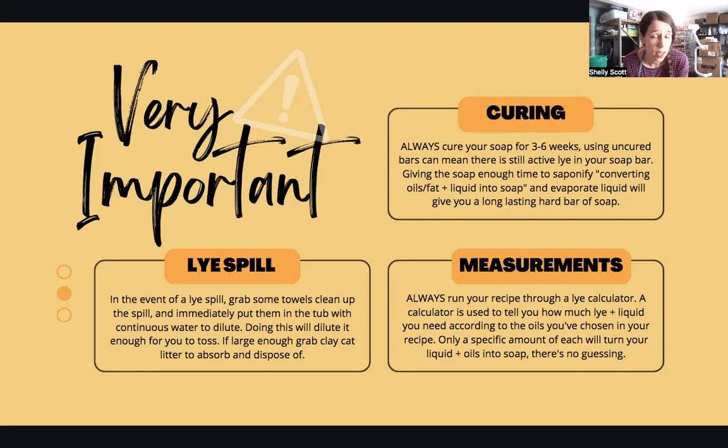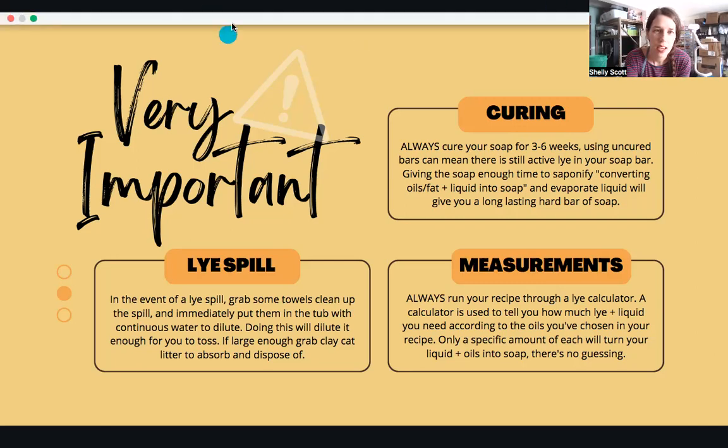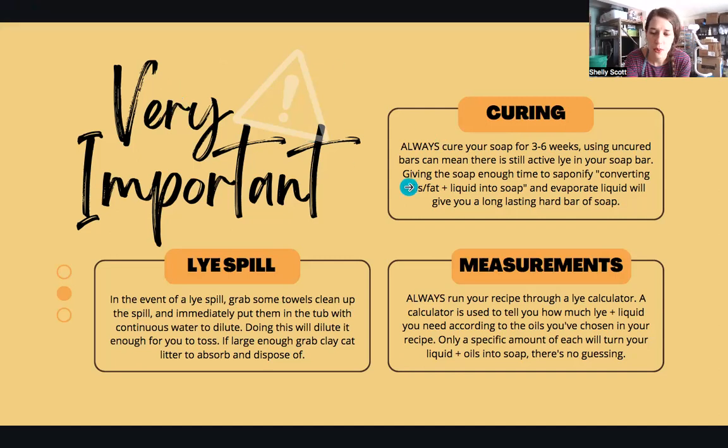This calculator, which you'll be getting the link for just a bit later, will tell you how much lye you need to use, how much liquid you need to use to mix your lye, and how much of each oil you need to use from the chosen oils in the recipe. Again, only a specific amount will turn that liquid and oil into soap. So there is no guessing in soap making. We will absolutely need to run it through a calculator.